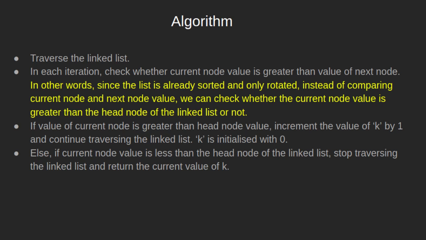Note that k is initialized with 0. Else, if the current node value is less than the head node of the linked list, stop traversing the linked list and return the current value of k.